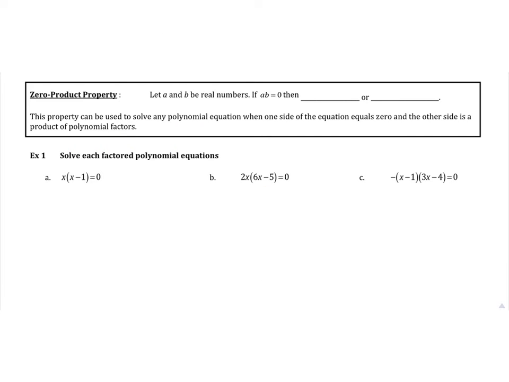So in the example above in the graphic organizer, I mentioned the zero product property. I want to take a moment to officially explain what it means. The zero product property, again, product means multiplication, says let A and B be real numbers. If A times B equals 0, then we're allowed to say A equals 0 or B equals 0. So we're going to break them apart.